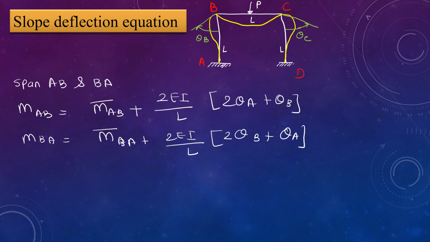The same equations apply for span BC and CB, then for span CD and DC. Just replace A with B and B with C for BC. Then to calculate CB, replace this B with C and this A with B. This is how you can calculate the slope deflection equations for the remaining spans too.